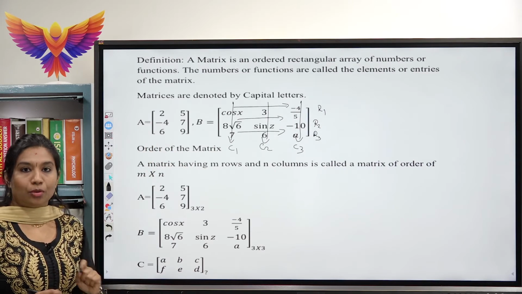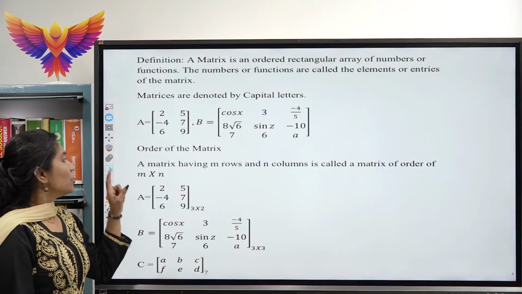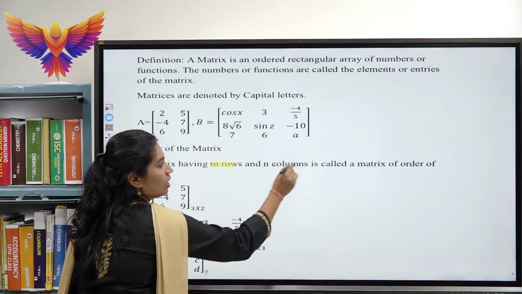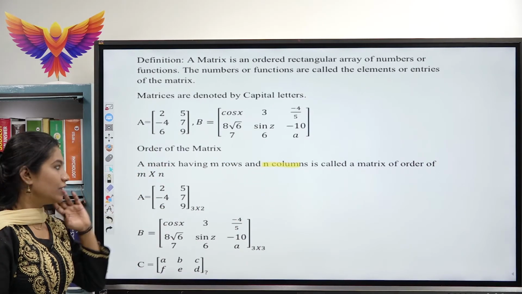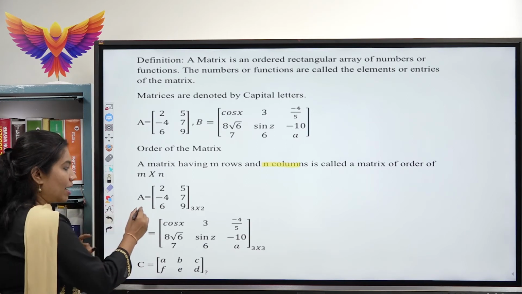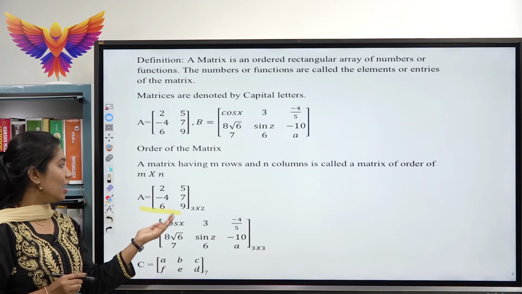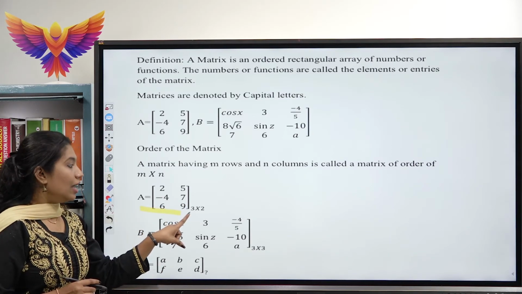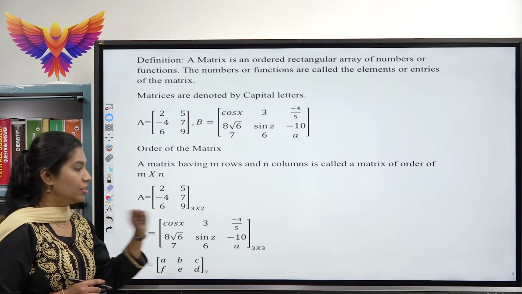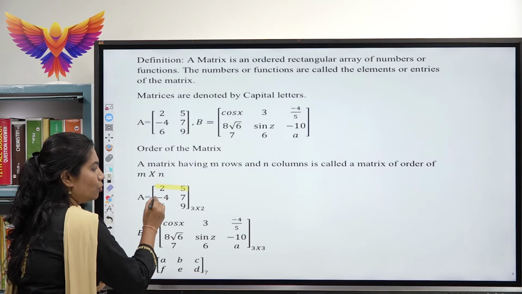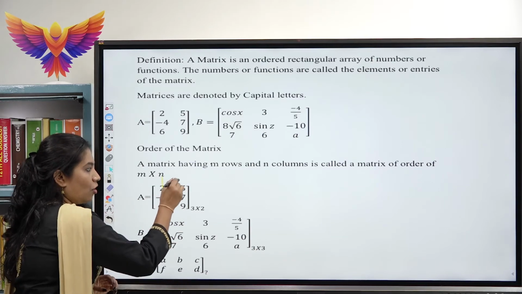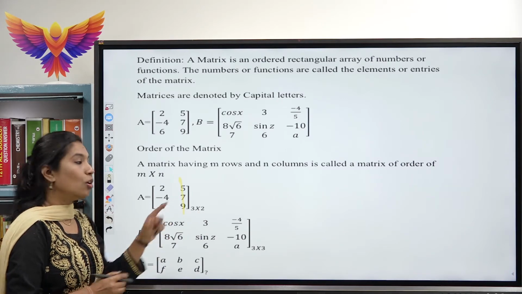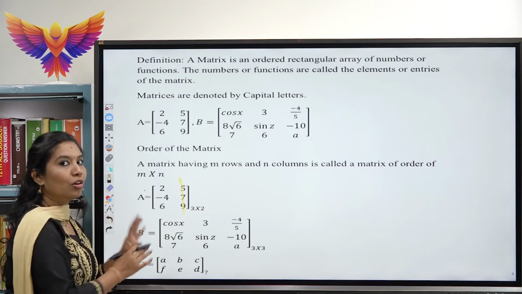Next, a very important thing that we come across is called the order of a matrix. A matrix having m rows and n columns is said to be of order m cross n. For example, we have a matrix A which is a 3 cross 2 matrix. Here we have 3 rows and 2 columns. This is the first row, second row and third row, and 2 different columns, C1 and C2. The order of a matrix is represented on the bottom right-hand side of the matrix.